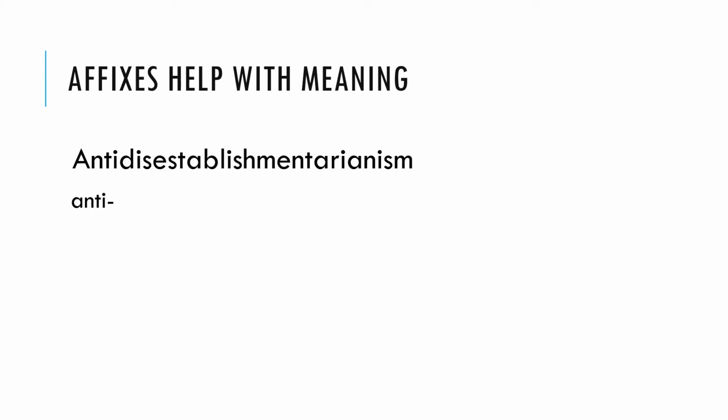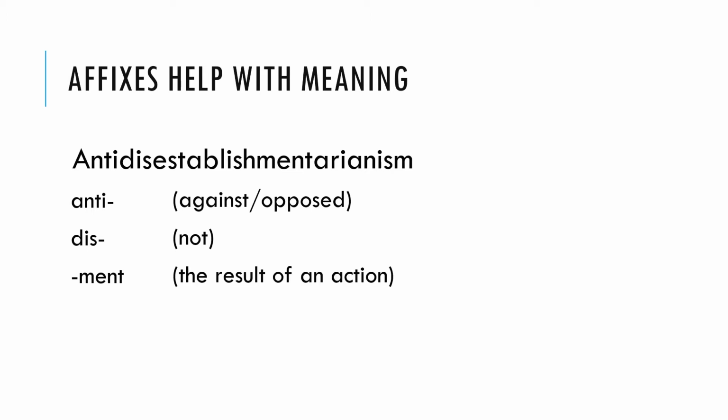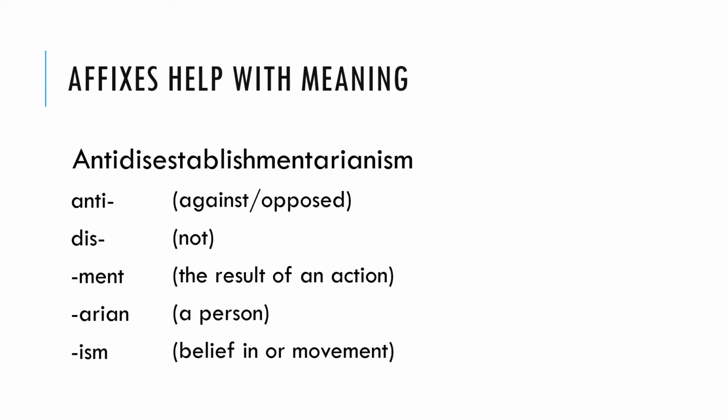So we're going to remove the prefix anti. This means against or opposed. We're going to remove the prefix dis. This means not. We're going to remove the suffix ment, which means the result of an action. Arian is a person. You can think of the word librarian. And ism: it's a belief in or a movement. So it could be a belief in a religion, or it could be a philosophical movement.